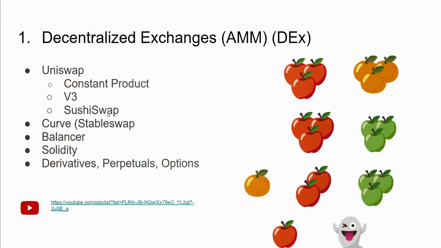Then we have SushiSwap, which brought about the idea of rewarding people with other tokens, okay? So SushiSwap is a Uniswap fork. They're the same. They use the constant product, and then they've started to develop other products as time progressed. But when they first came out, they were a Uniswap copy. However, they added a reward token to it.